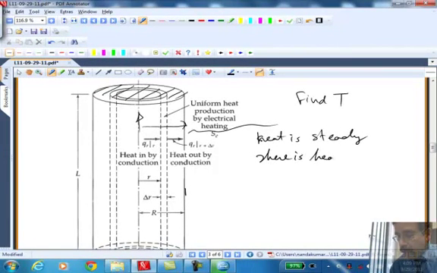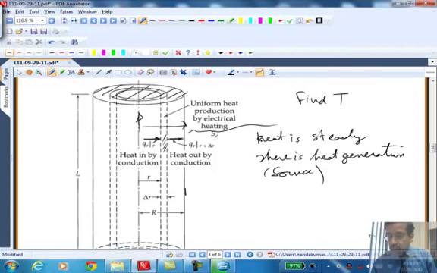There is a source term, a source for heat, which is the resistive heating due to the current flowing through that. So if you take any elemental volume here, what you're saying is that there is heat coming into that by conduction, there is heat leaving that other surface by conduction, and there is heat that is being generated within that control volume. These three should balance.